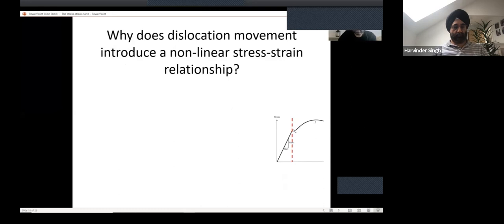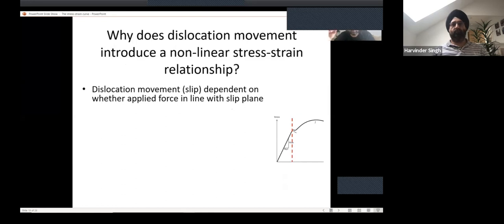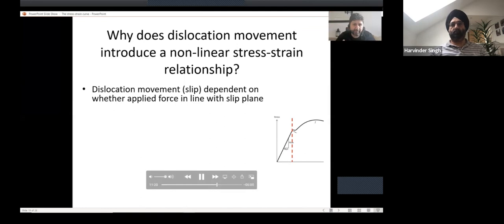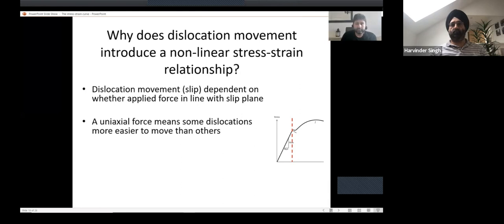So why does this dislocation movement introduce a non-linear stress-strain relationship? The dislocation movement depends on the applied force being in the same plane as the slip plane. So you can imagine if you apply a force, the dislocations that are preferentially aligned with that slip plane will move first. Whereas the dislocations which aren't won't move because they need more force. So some dislocations are easier to move than others. Some just won't really move because of their atomic orientation around them.